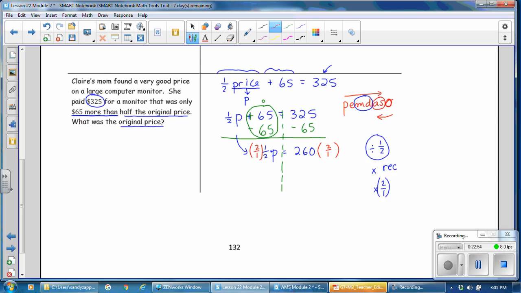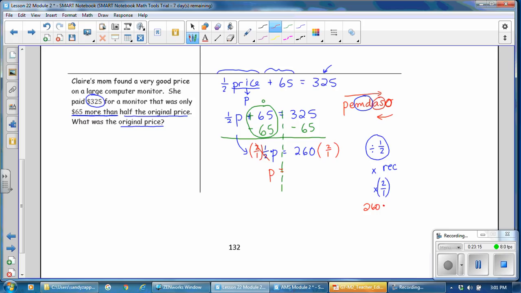So over here we have 2's cancel because a number divided by itself is 1. And that leaves us with 1. And 1 times P is P. Then over here, we have a whole number times a fraction. So I'm just going to go over on the side here to review that. We have 260 times 2/1.